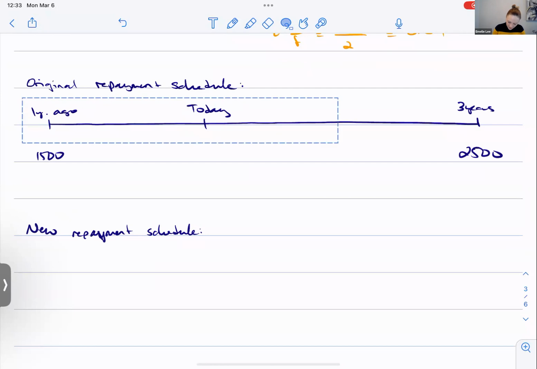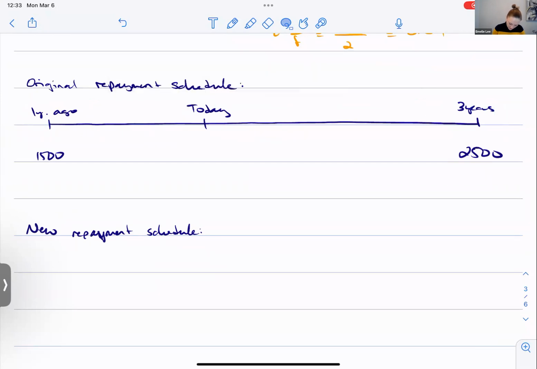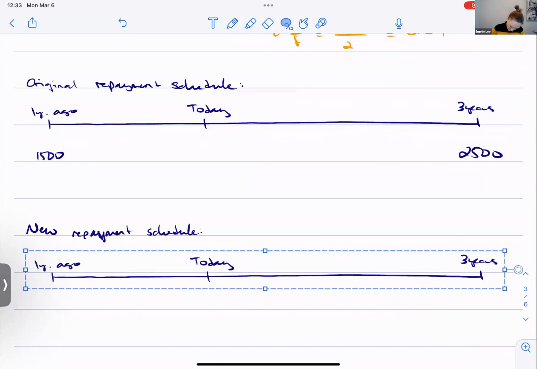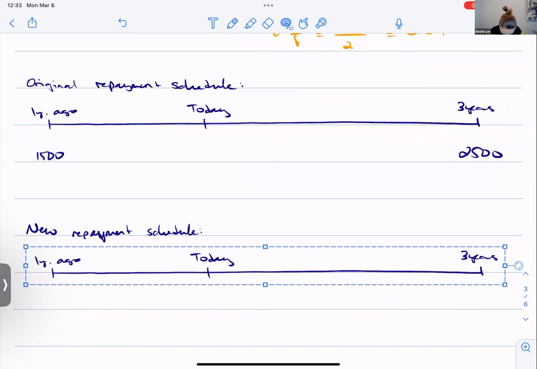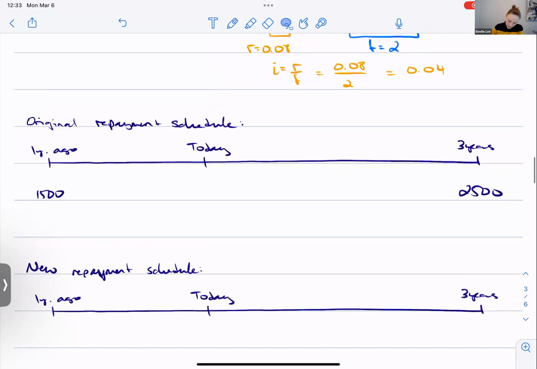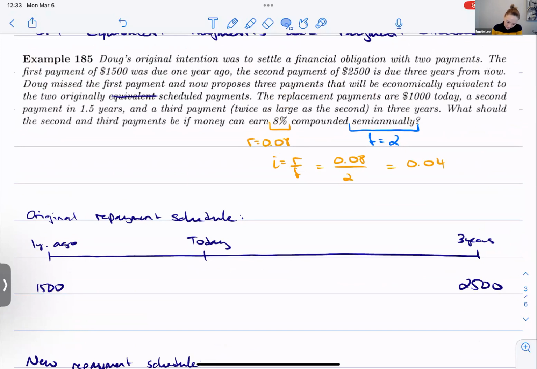One thing that I'm going to do is keep the same timeline, copy. Because they have to match. I use that same original timeline because otherwise it's going to be hard to visualize. But I don't keep the dollar amounts quite yet. So the replacement payments are $1,000 today, a second payment in 1.5 years, and a third payment twice as large as the second in 3 years.